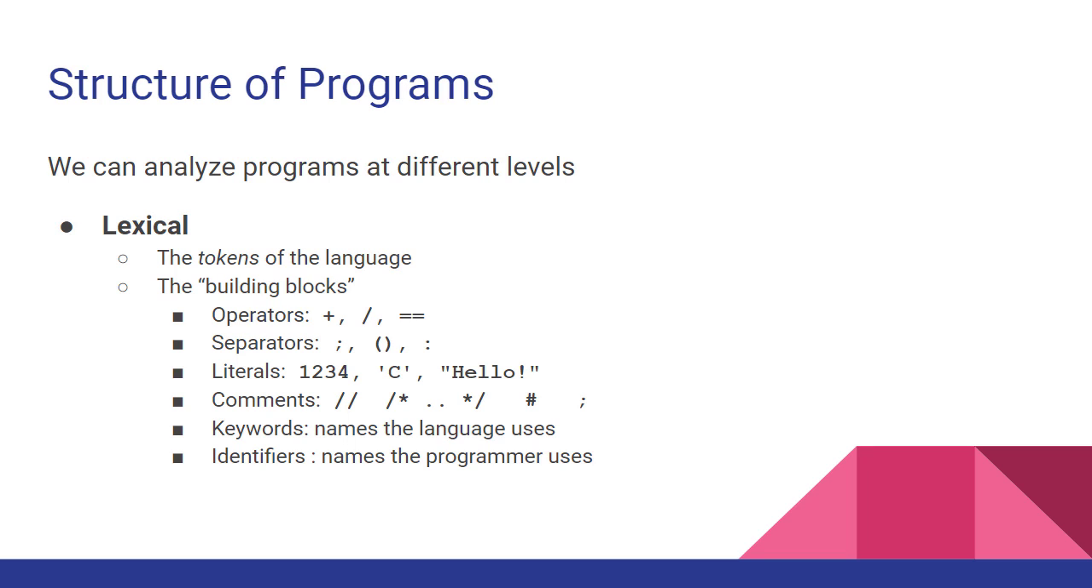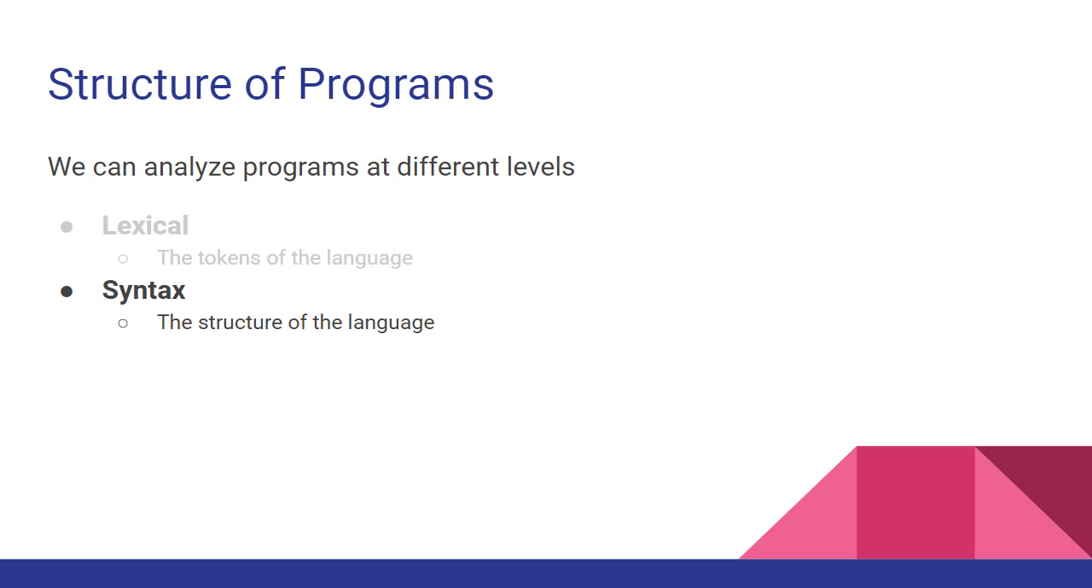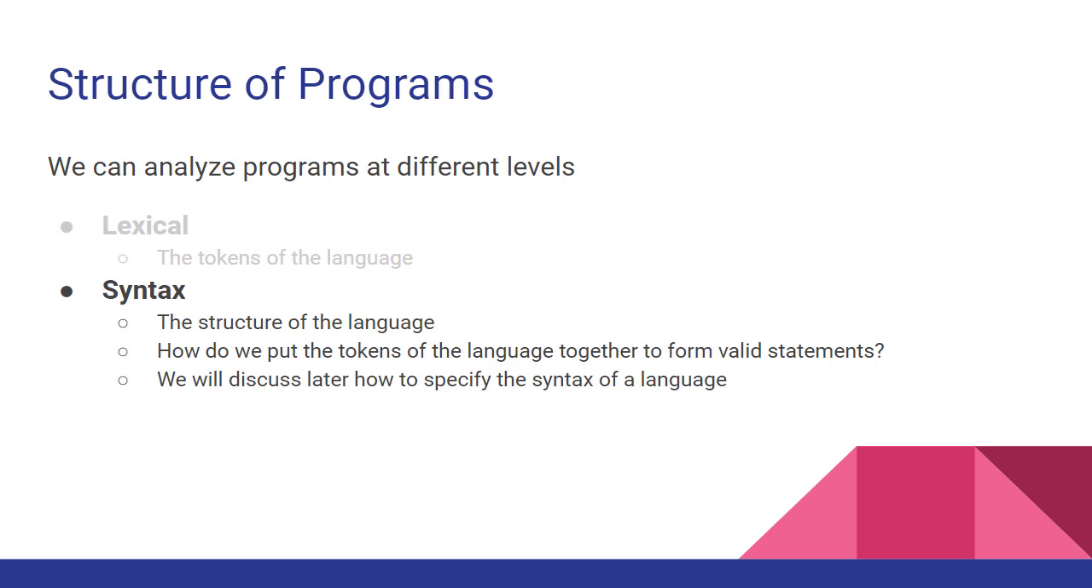Identifiers are names that the programmer comes up with. Then at the syntax level, we're talking about how the language itself is structured. How do we put the tokens of the language together to form statements that are valid in the language? And we'll talk about some ways to specify that later in this video.